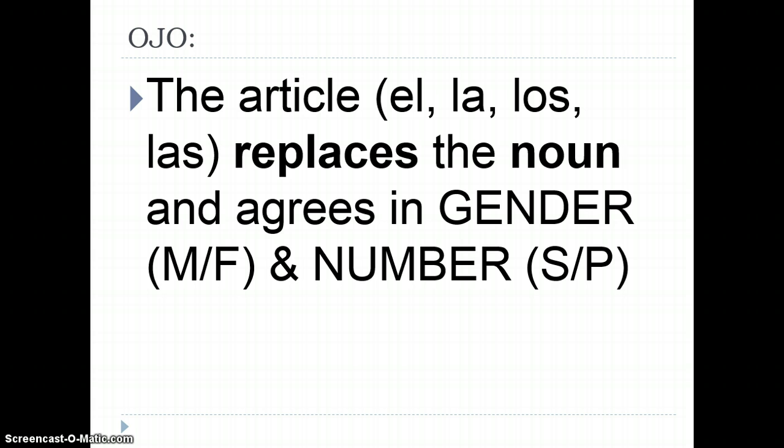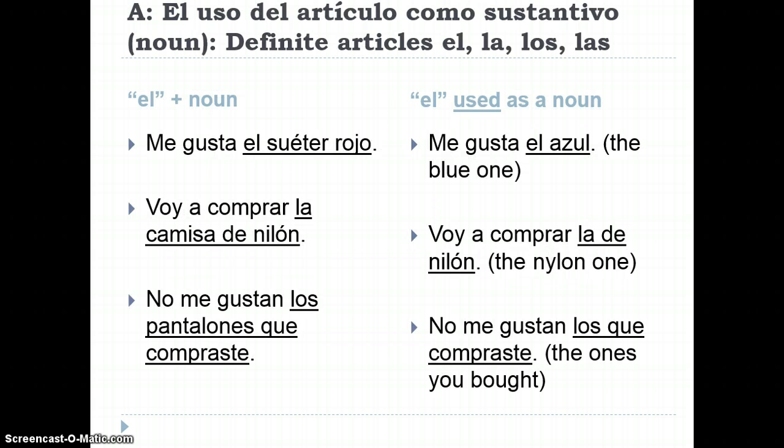The article that you use to replace the noun must agree in number and gender. Again, in the previous sentences, we used el azul because we were talking about a sweater. In the second example, we use la because we're talking about a camisa. And in the third, we use los because we're talking about pantalones.